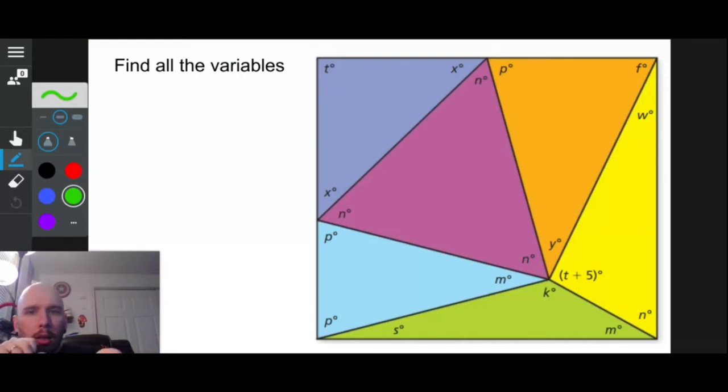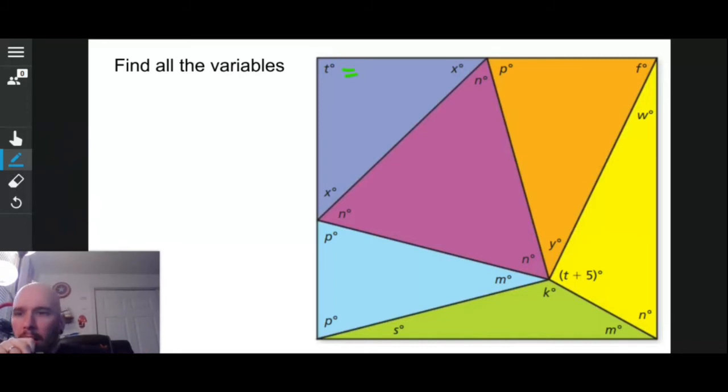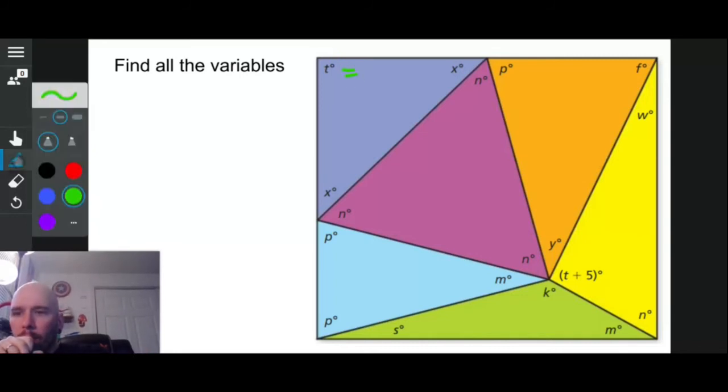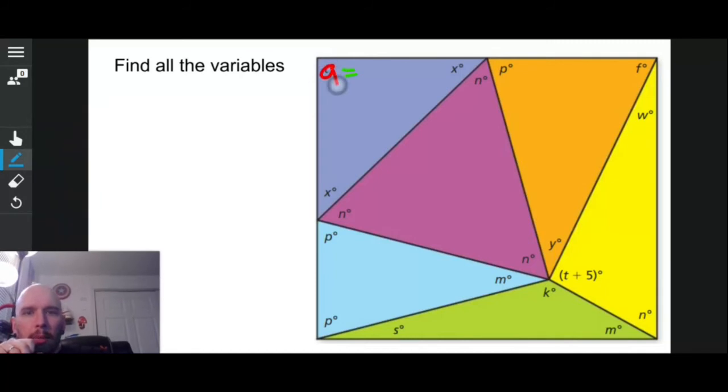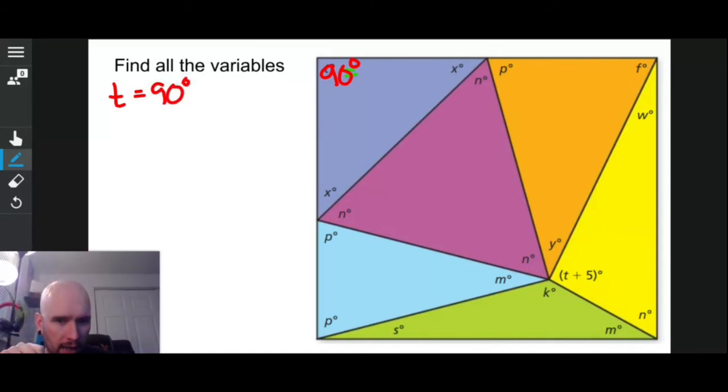T is 90. You can't see it. So T is 90. Okay, so I'll write that out. T is 90, which would make this guy 95. Okay, any other T's? Nope. Okay, so I'm done with T.